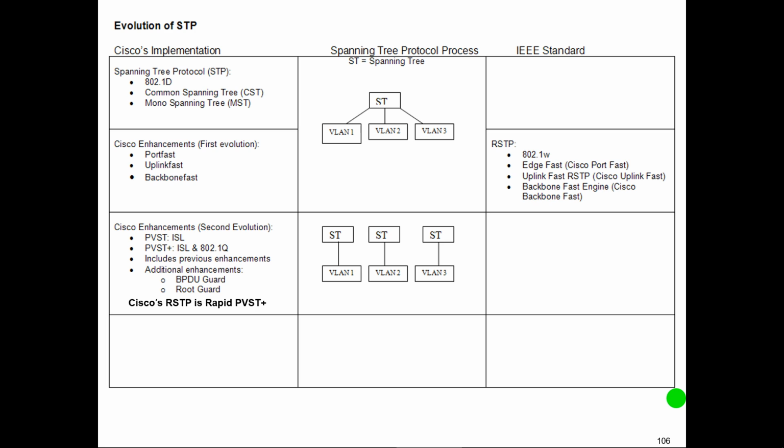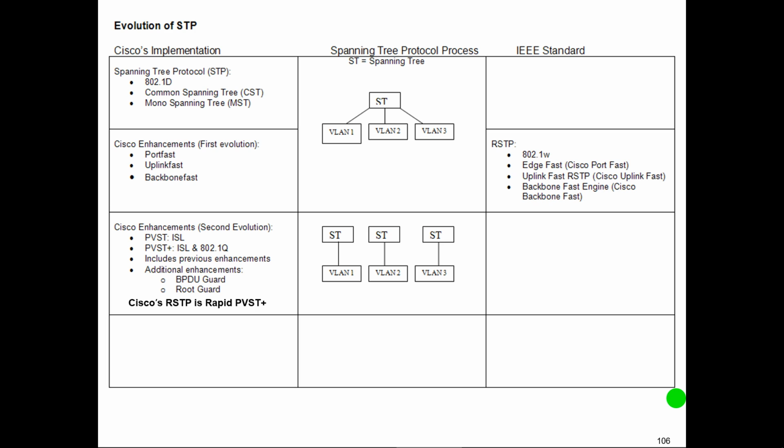Other evolution developments for Cisco enhancements are our PVST, or per VLAN spanning tree. The original per VLAN spanning tree was only for ISL. PVST Plus is for both ISL and 802.1Q. It included previous enhancements as well as additional enhancements such as our BPDU guard and our root guard.